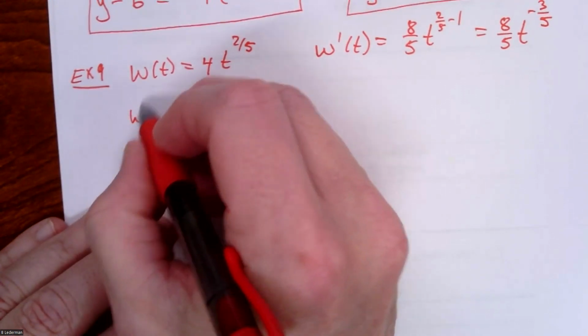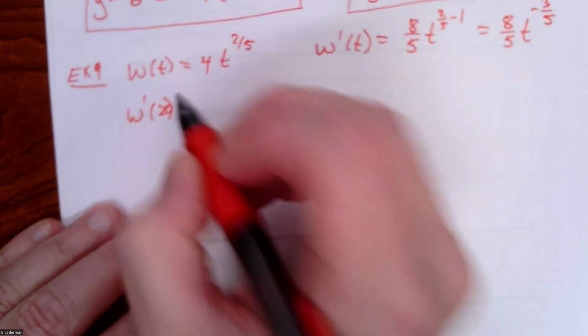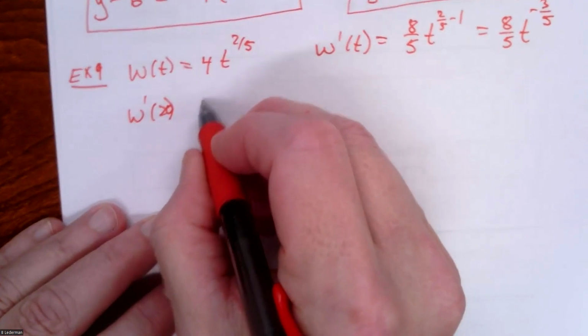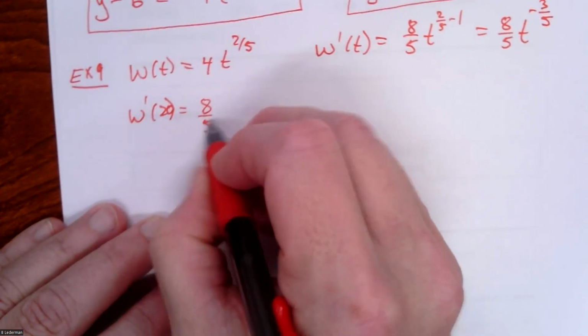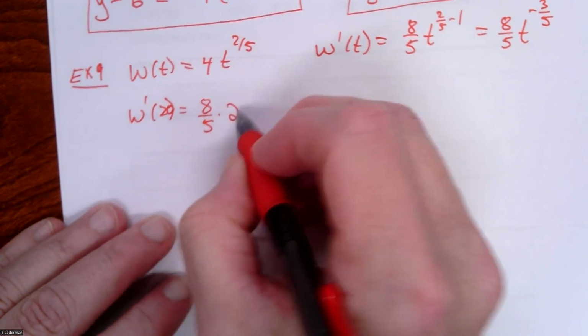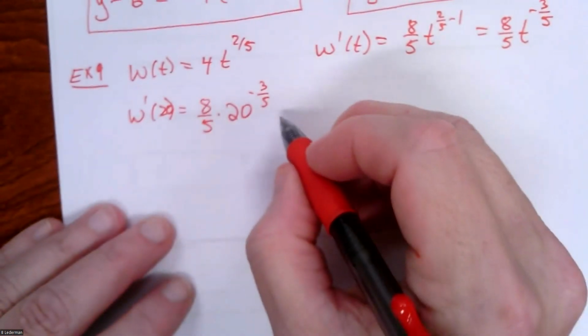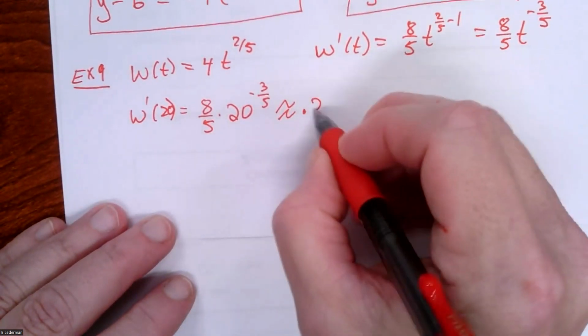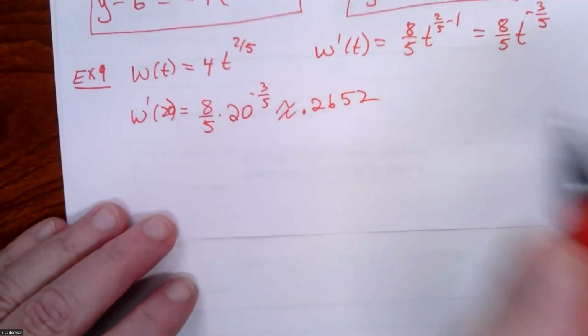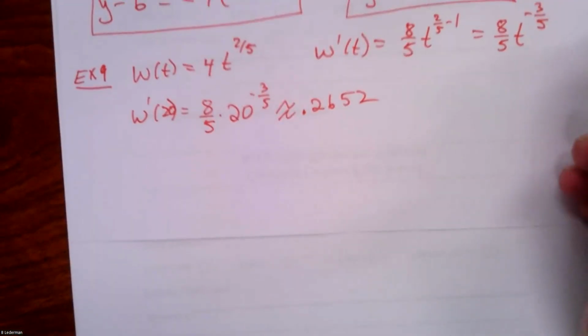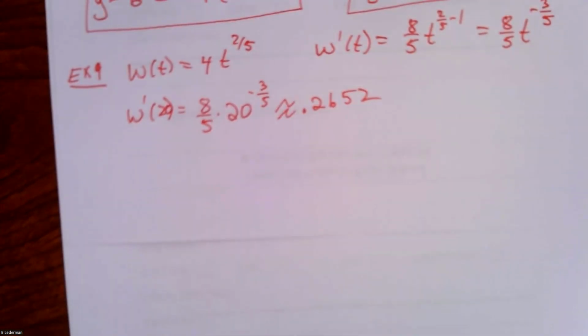Now if I want to find W prime of 20, W prime of 20 is equal to 8/5 times 20 to the negative 3/5 power, which is approximately 2.2652. And you can just crunch it out on a calculator. And what does this mean?